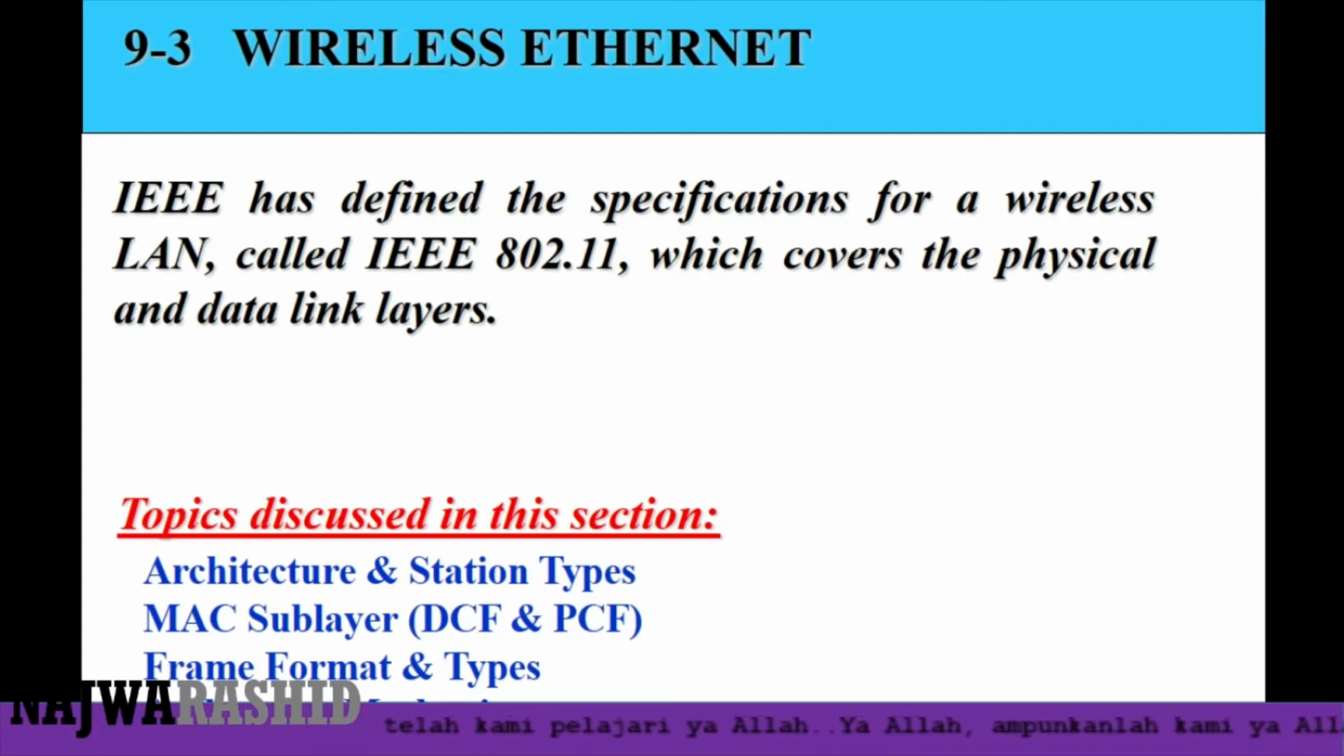IEEE has defined the specification for a wireless LAN called IEEE 802.11. You can check at your laptop, your router, or your smartphone. What is the standard? Usually you will find the standard is equal to 802.11. It is based on the 802. This standard covers the physical and the data link layer under the OSI and Internet model.